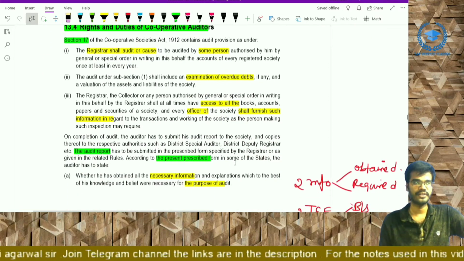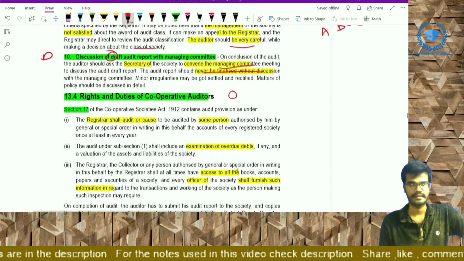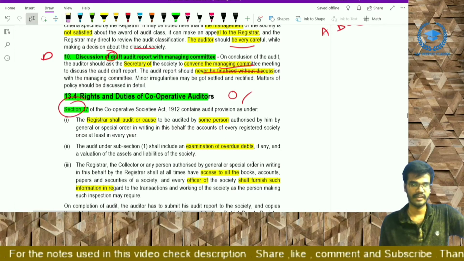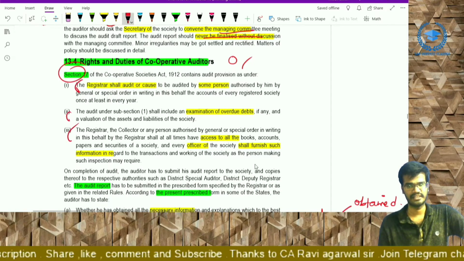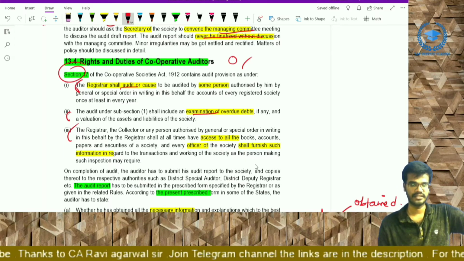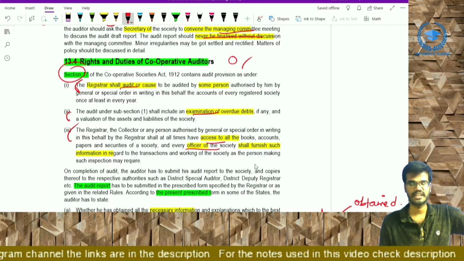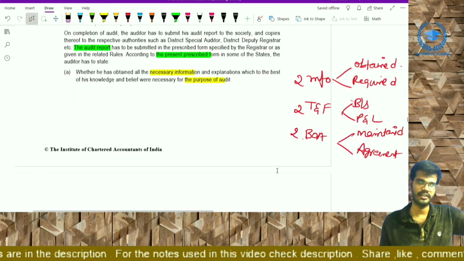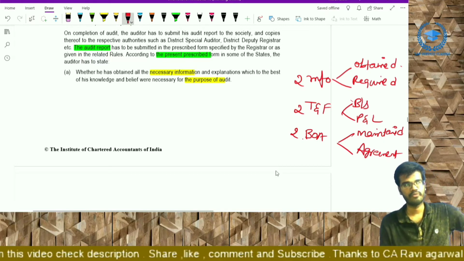And coming to the rights and duties of a cooperative society auditor. What are the rights and duties of a cooperative society auditor? This Section 17 point we have already discussed in our first session. Same thing, the same 3 points are there. Examination of overdue debts. The registrar shall audit, or cause to be audited, by some other person. Access to all records, and all officers of the society shall furnish such information as required by the auditor. Right? And also the auditor has to follow the report format.